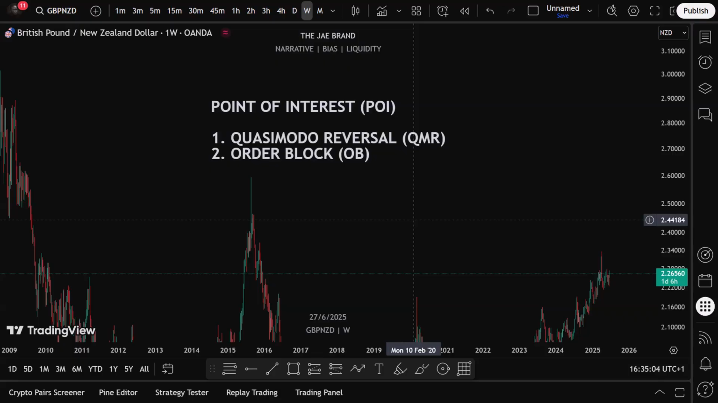Today I'll be breaking down points of interest in Forex, what it really means, how to spot it, and how to stop entering trades like a confused tourist. Stick around, this one might just fix your entries and your trading confidence.